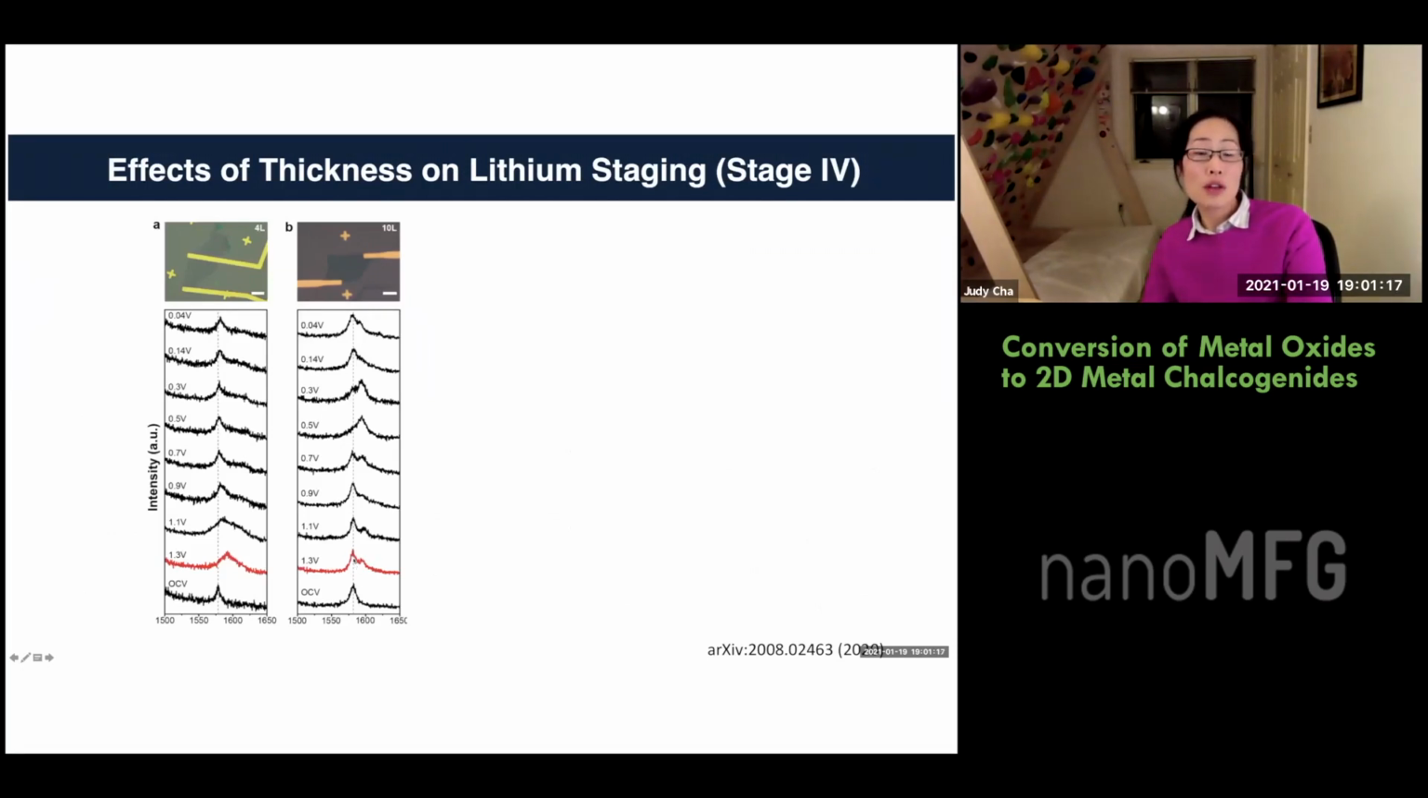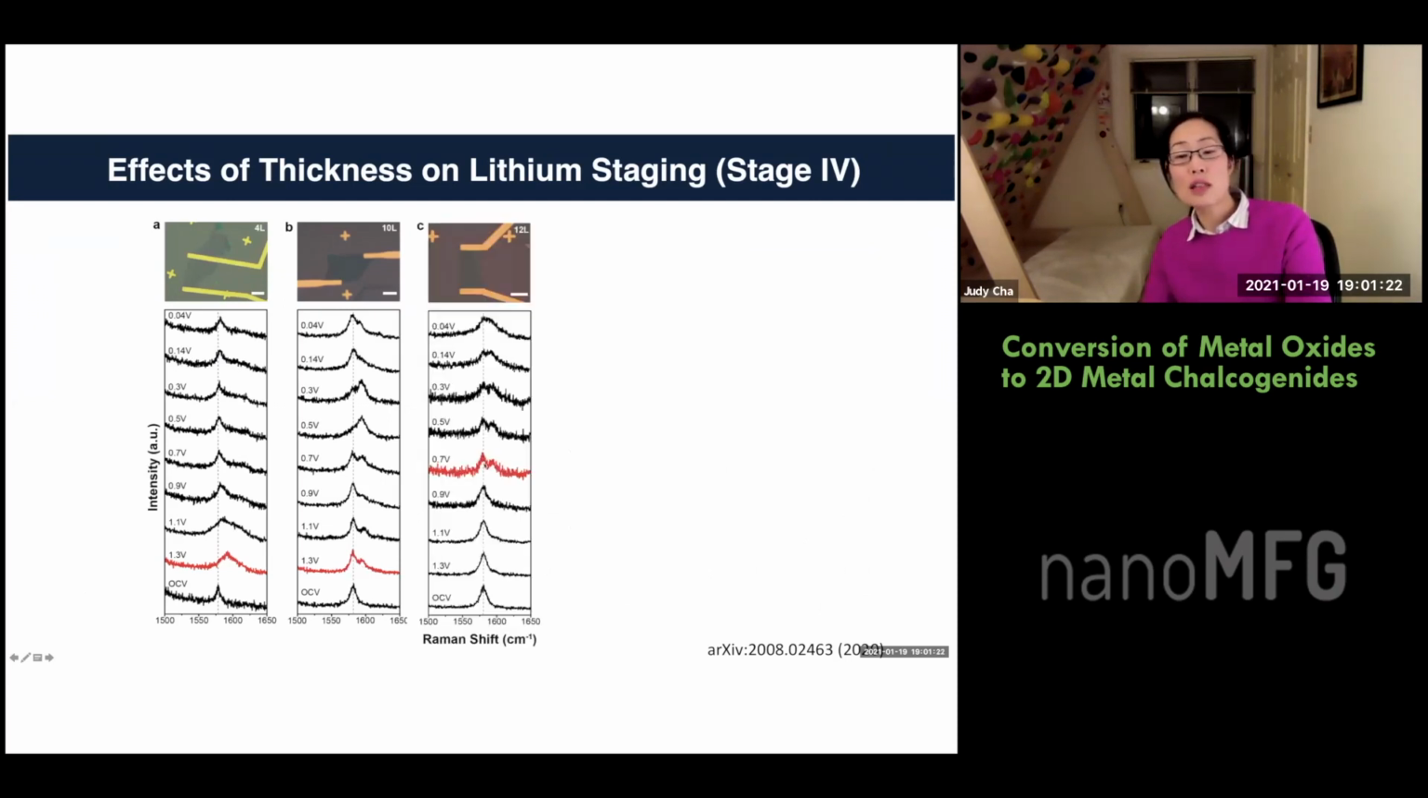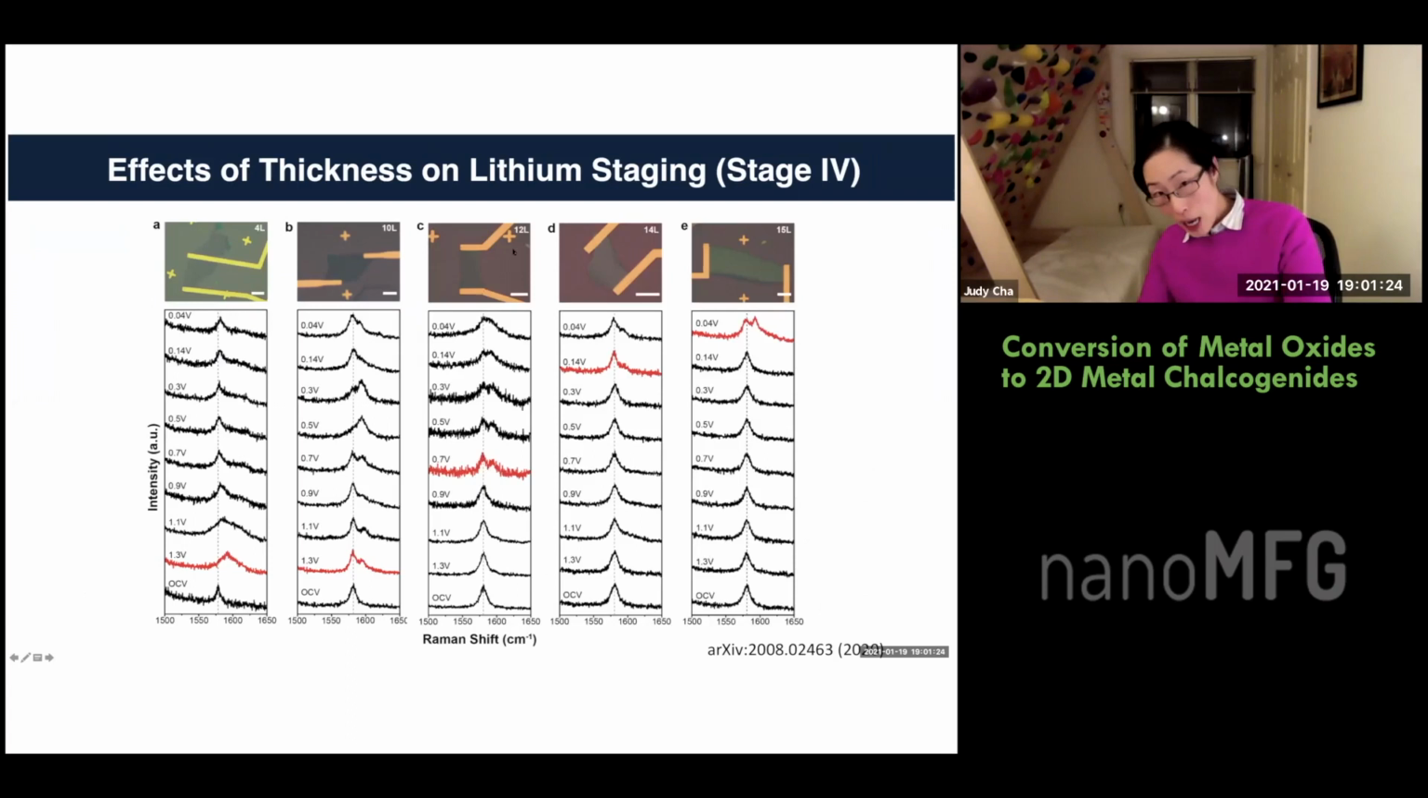So what we did is that when the first order staging happens, your Raman peak for the graphene splits into two peaks. So we basically follow that peak splitting as a function of thickness and at the electrochemical voltage at which that splitting happens. And you can see that the splitting happens at different electrochemical voltage, meaning we have to actually drive it much, much harder for thicker graphite, for thicker samples, to make this staging happen.